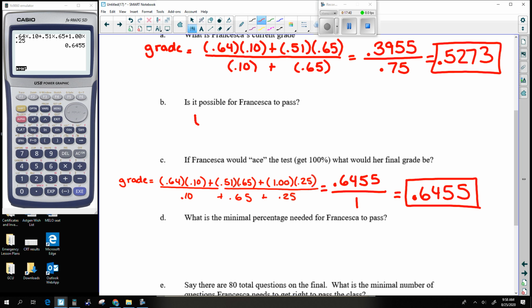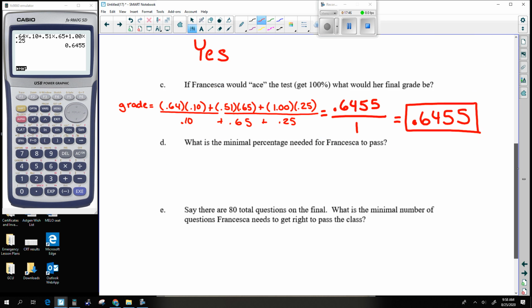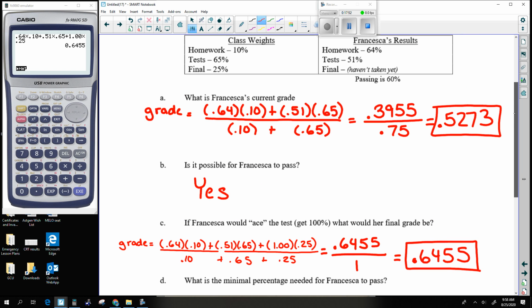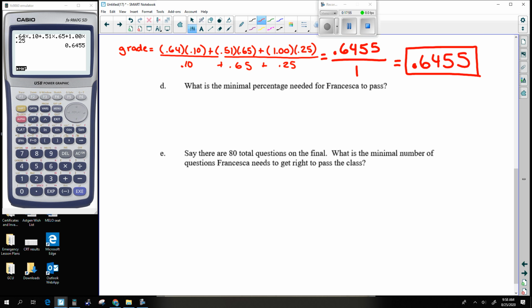So is it possible for Francesca to pass? Yes, it is possible. What is the minimal percentage to pass? Again, double check it. Passing is 60%. So again, we are going to change up this equation a little bit. And we know that the grade is going to be 60%. If she gets, I don't know, some percentage on the final. So I don't know, X is what we're going to be solving for.